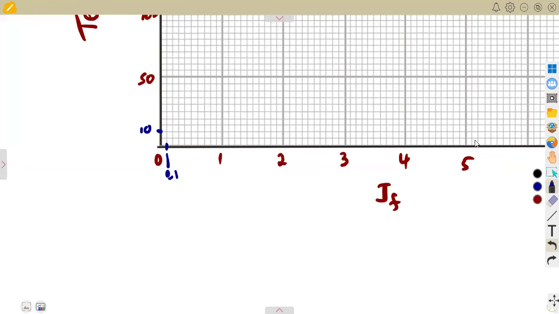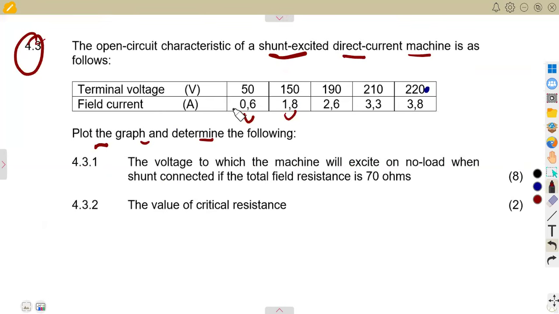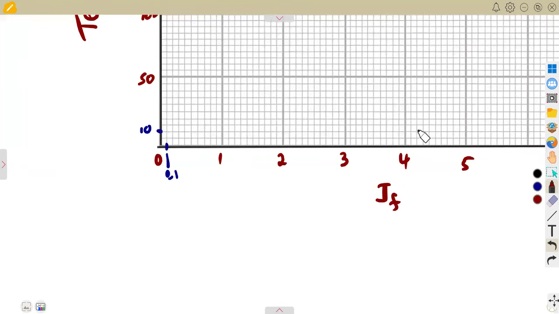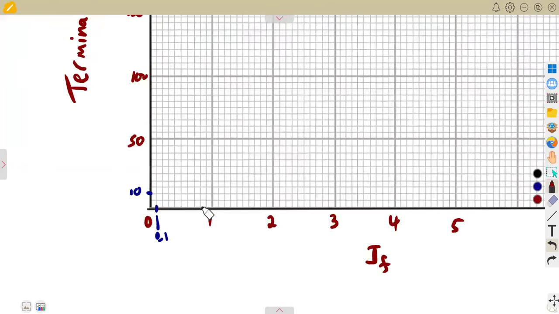Okay, so as we saw previously, we're just going to mark our points. The current versus the voltage, 0.6 versus 50. So when the current is 0.6, the voltage is supposed to be at 50. 0.6 is 6 boxes. Like I said, 0.1 per box, so we need 6 boxes, like 1, 2, 3, 4, 5, 6, but against 50. Somewhere there, you mark the point. That's 0.6 versus 50.